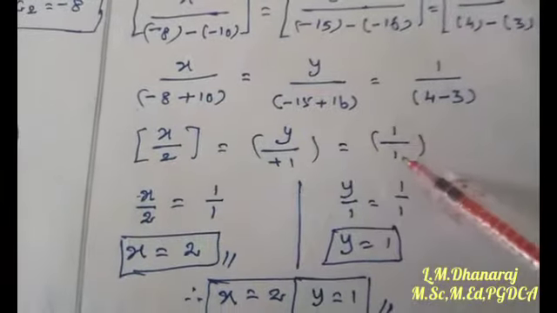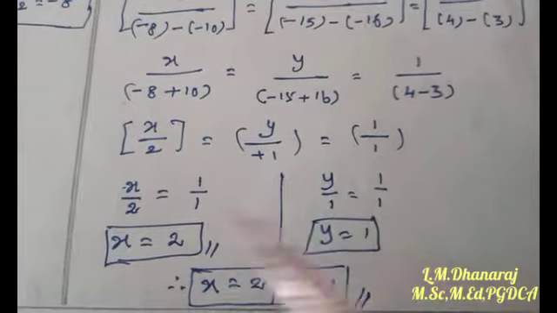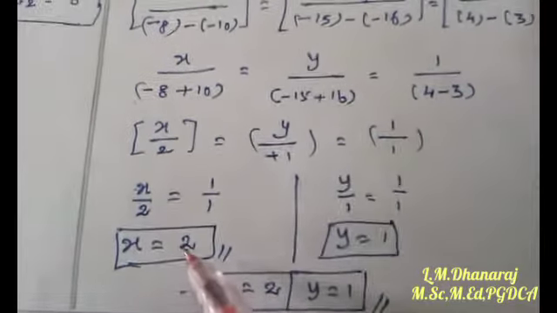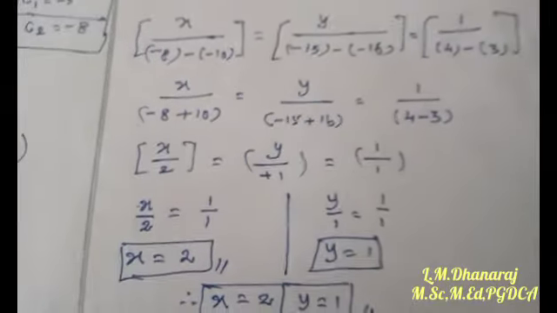Now we have to equate the x term with the constant term. So x by 2 is equal to 1 by 1. Similarly y by 1 is equal to 1 by 1. So by cross multiplication we get x is equal to 2 and y is equal to 1. So these are the two values.